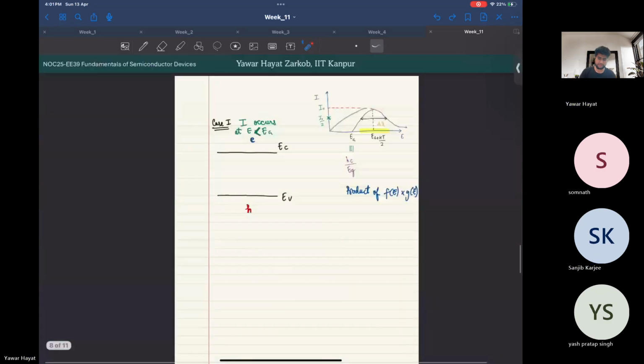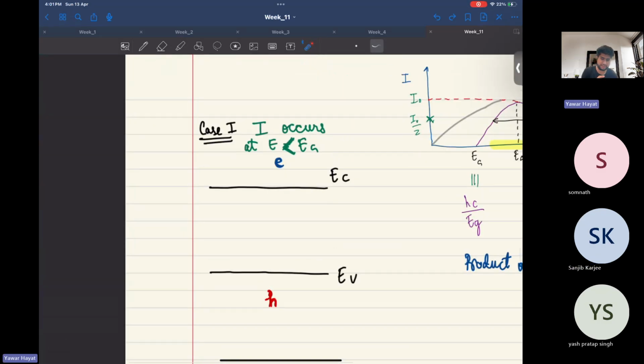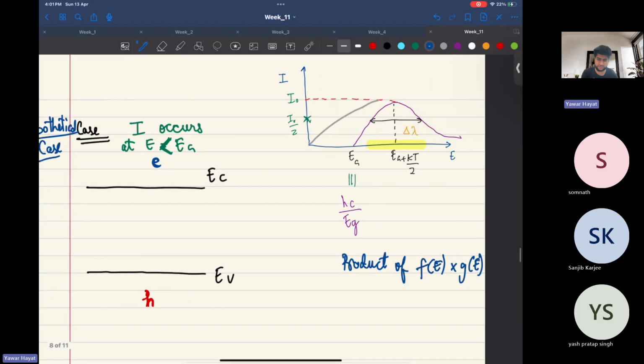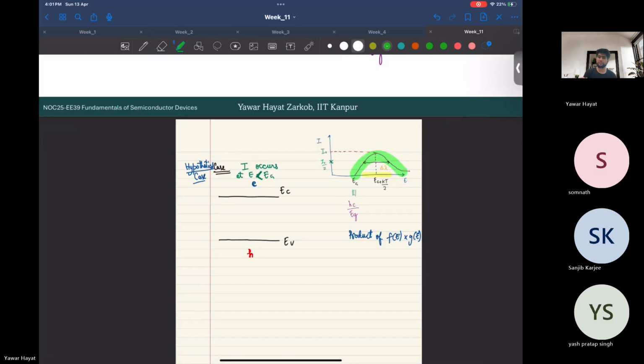Okay. So I will write this as a hypothetical case, since I did not need more cases. This is your hypothetical case. So we justified this cannot be. So it has to start from here. Or in other words, it will be zero here.